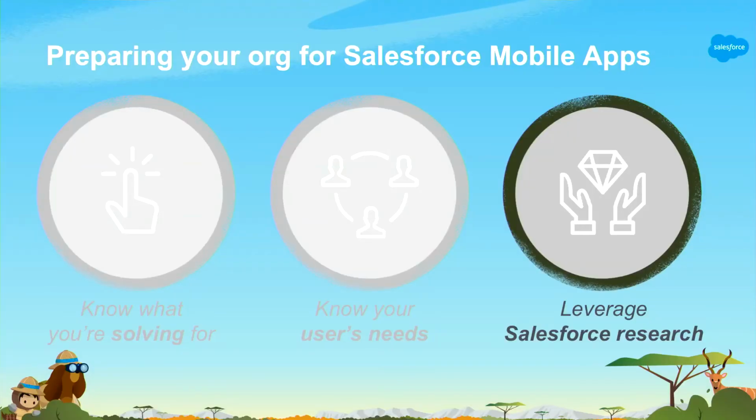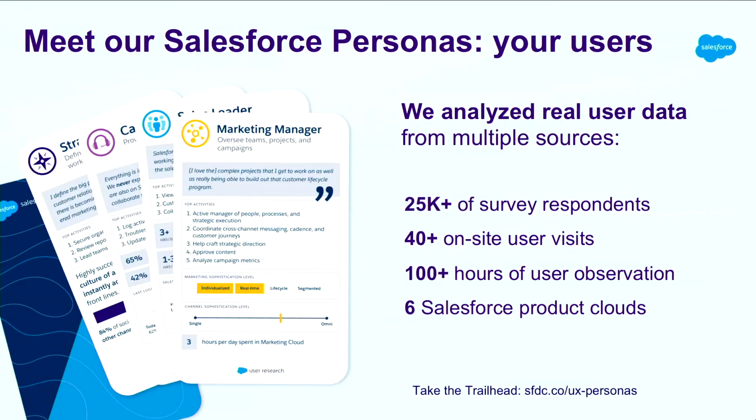And this is the last step of this 3-step process that I'll talk about. And this is where you can actually leverage the Salesforce research that we've already done. And I'm not sure if any of you are familiar with the persona cards. I've got some up here, and I'm going to talk about that in a second. But what we've created are personas, and these are your real users. And we've created these across 6 different product clouds, and they're data-driven. So as you can see, we've surveyed thousands of respondents who participated in our surveys.